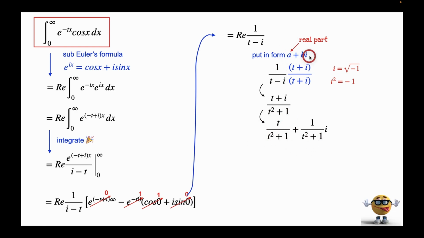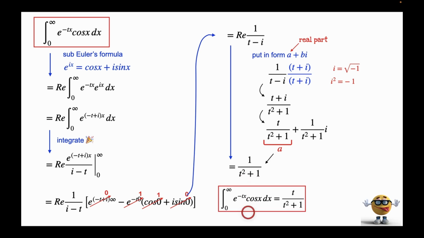Now, we'll split this up into two happy fractions with the same common denominator, and voila! We now have this form right here where this first term is the real part, this is our a, and this other part is the imaginary part, but the real part is what we want. So this is the answer to our integral, 1 divided by t squared plus 1, and that's literally what it is, and we're done.